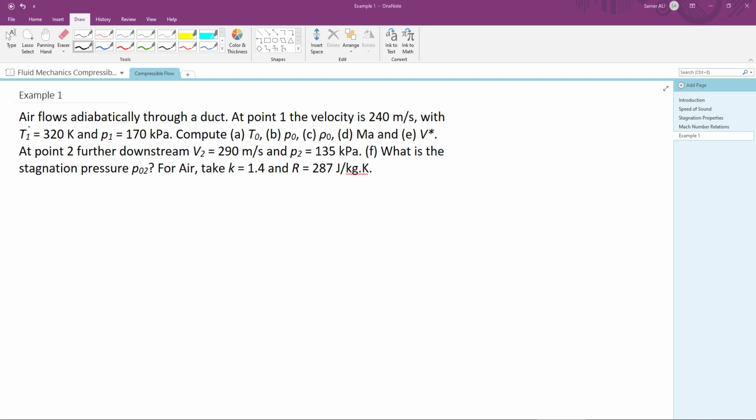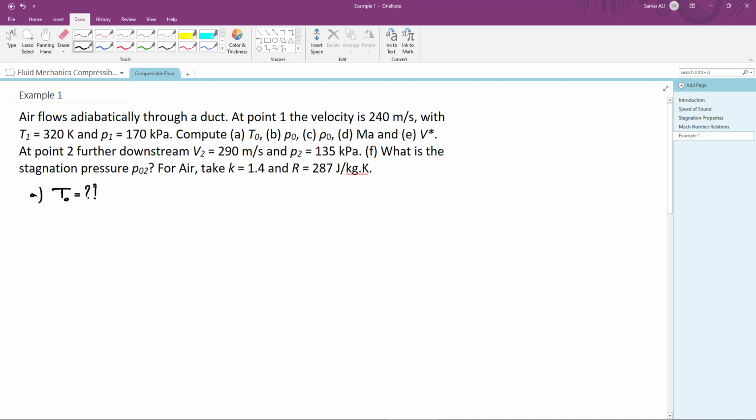Here we have air that flows adiabatically through a duct. At point 1, the velocity is 240 meters per second with T1 equal to 320 Kelvin and P1 is 170 kilopascal. Compute in part A the stagnation temperature T0. So we need to find the stagnation temperature T0.